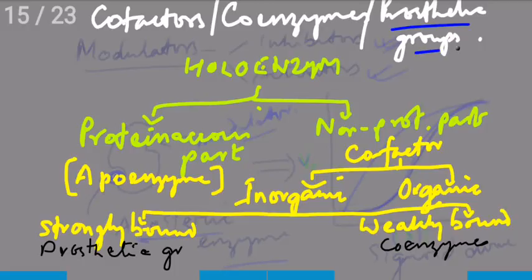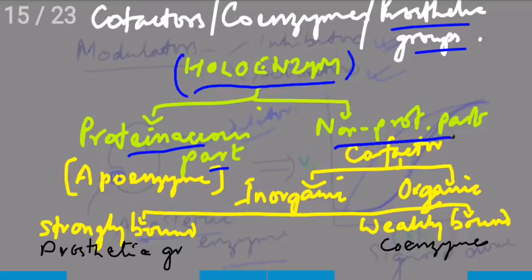An enzyme having cofactors or coenzymes is together called holoenzyme. Holo means complete. It can be broken into two parts, proteinaceous part and non-proteinaceous part. Proteinaceous part is called apoenzyme, non-proteinaceous part is called cofactor. Cofactors could be of two types, inorganic cofactors, organic cofactors. Organic cofactors are again of two types, strongly bound, those are called prosthetic groups, and weakly bound, those are called coenzymes.